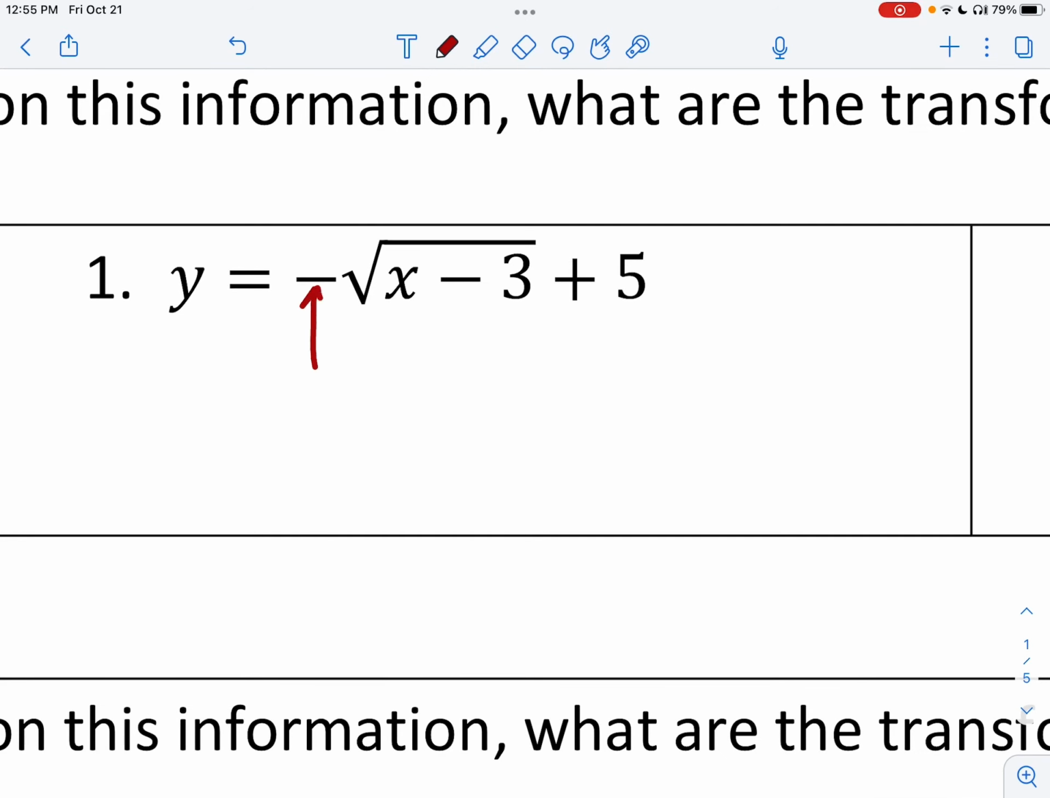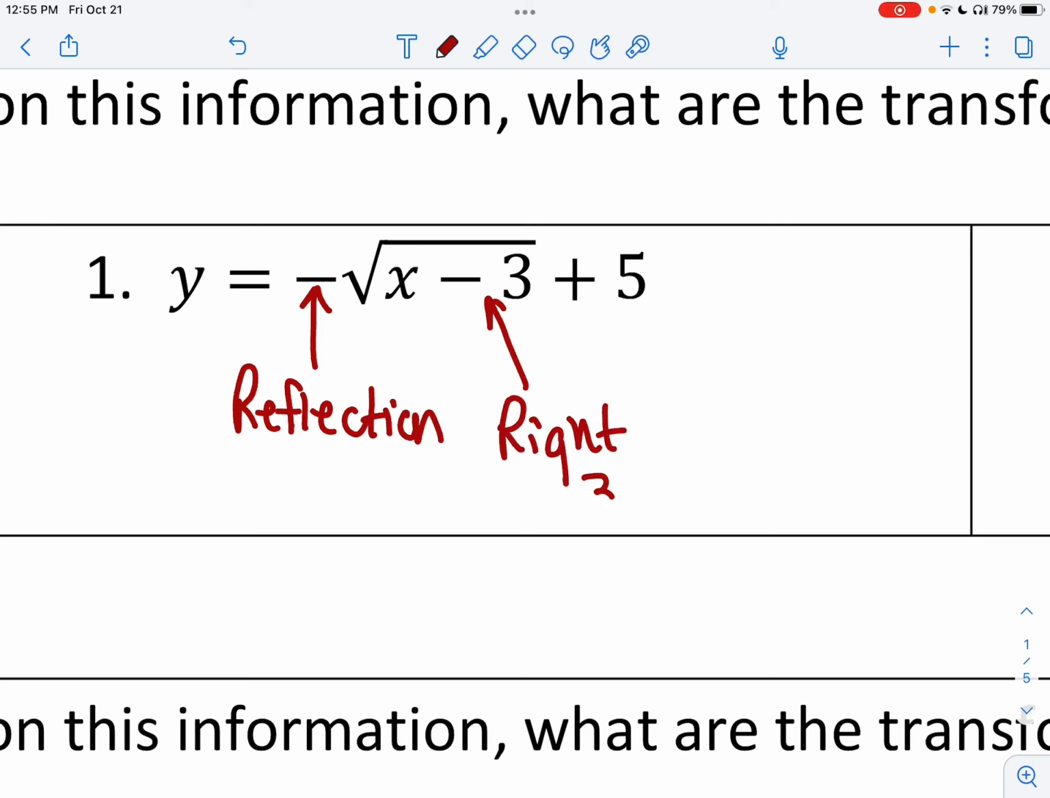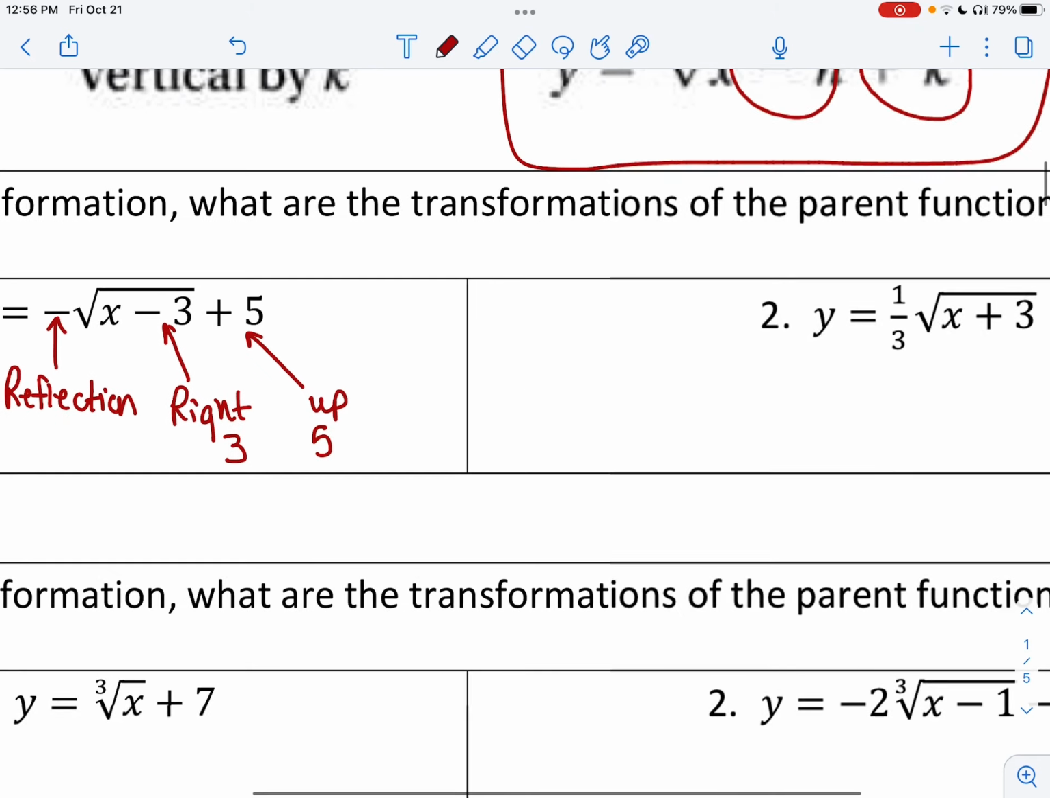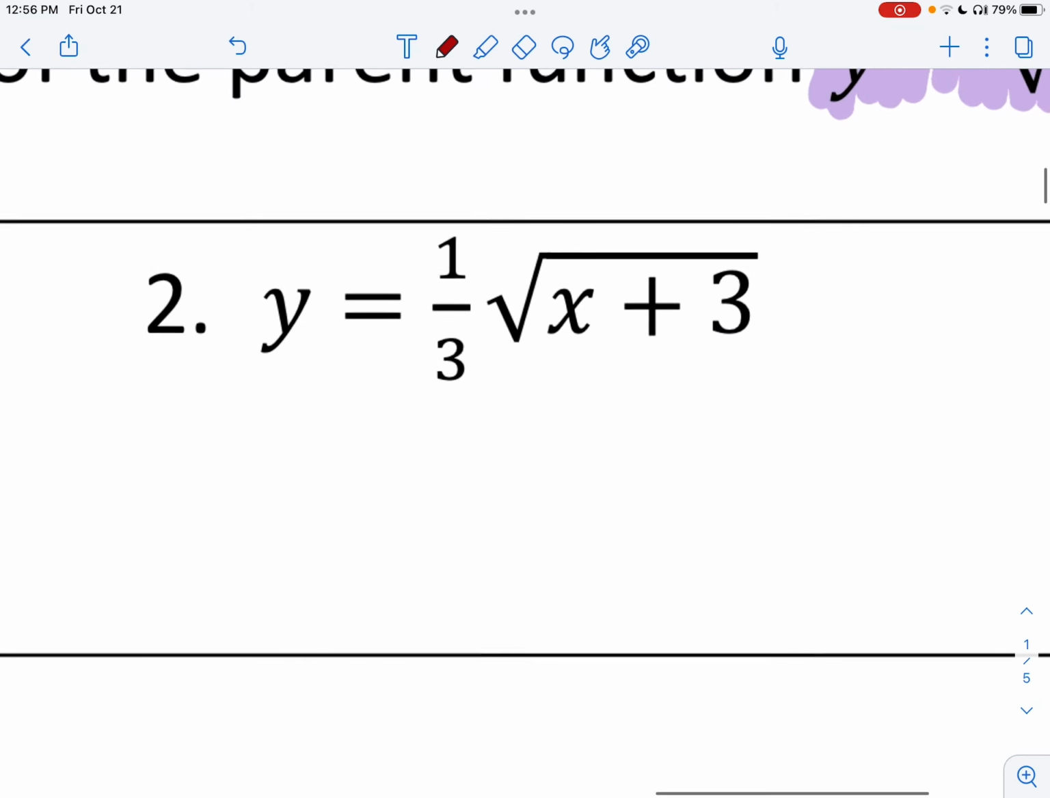So this negative in the front, remember, is a reflection. This minus 3 on the inside is a movement to the right, 3 units. And then last but not least, the plus 5 in the back is a movement up 5 units. And these are things we've learned before, but very good to remember.